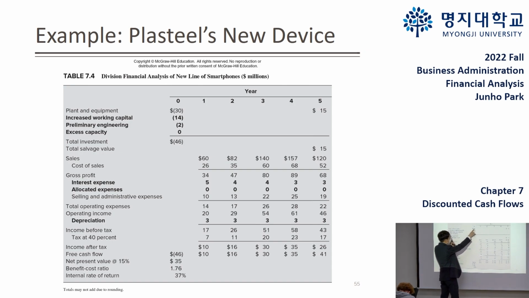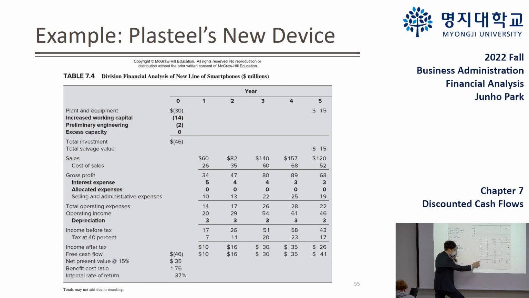So we start with $30 million facilities, but we end up with $15. So we have 5 years to depreciate them. Therefore, for every year, we have $3 million as the depreciation. And that's why we have this. And finally, we have income before tax as 17, 26, 51, 58, and 43. And then we pay 40% tax to the government. So by taking out those taxes, we finally get the income after tax.